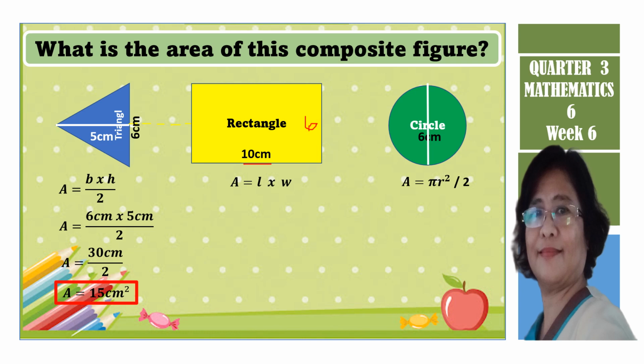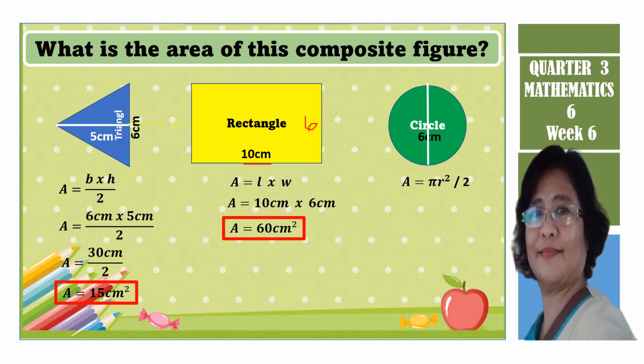Okay, we can now substitute the given number. Area is equals to 10 for the length and the width is 6. So area is equals to 10 centimeter times 6 centimeter. Then multiply 10 times 6, we have 60 centimeters squared for the area of rectangle.